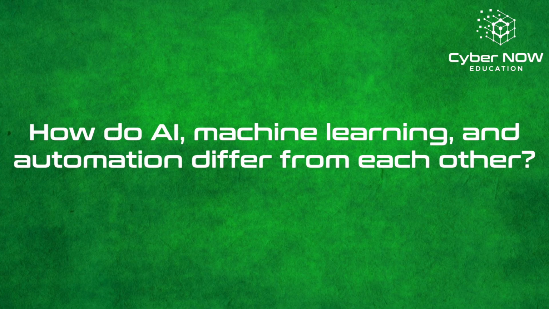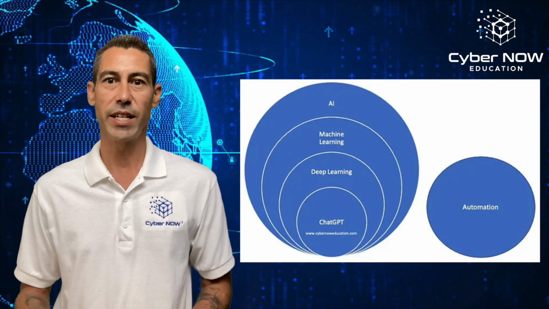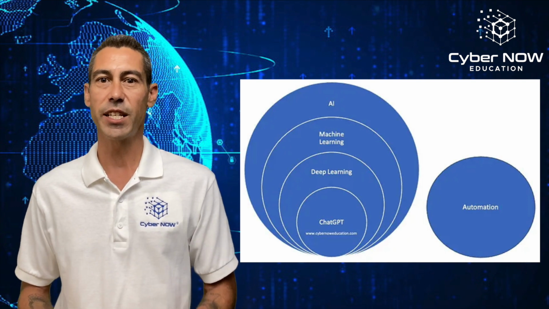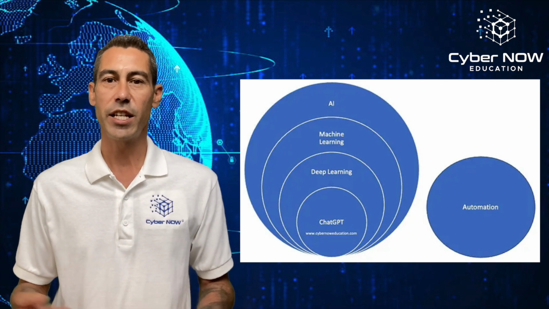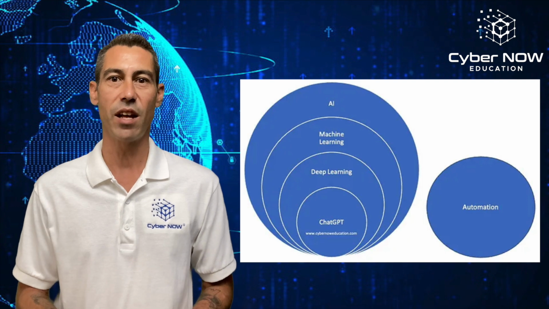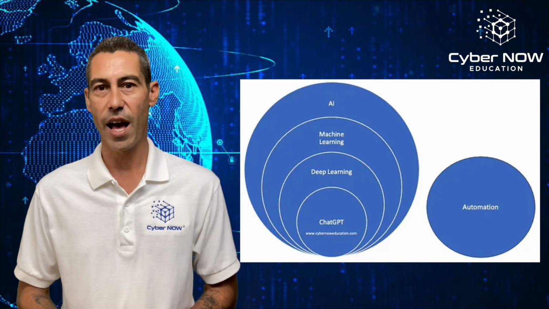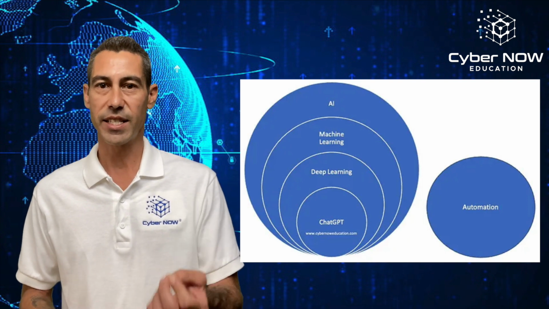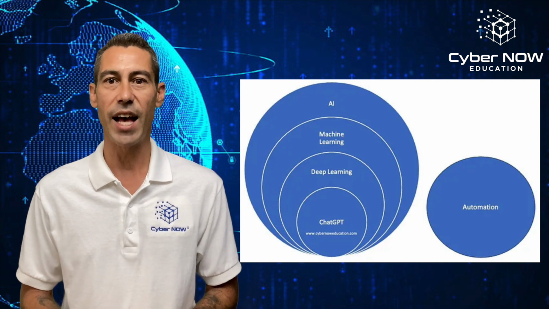How do AI, machine learning, and automation differ from each other? Well, AI is the broad concept of creating intelligent machines. Machine learning is a specific approach within AI where machines learn from data. ChatGPT is a specific approach within machine learning called deep learning. And automation is about making machines or software perform tasks on their own, often without any need for intelligence. Automation is not AI. When you put them together, you get powerful systems that can do amazing things, like self-driving cars that navigate traffic on their own, or smart assistants that manage your daily tasks.